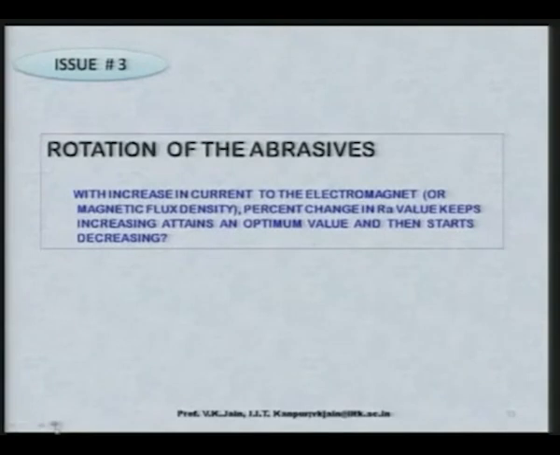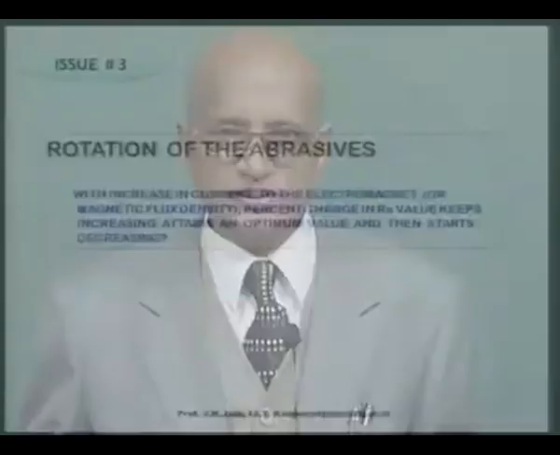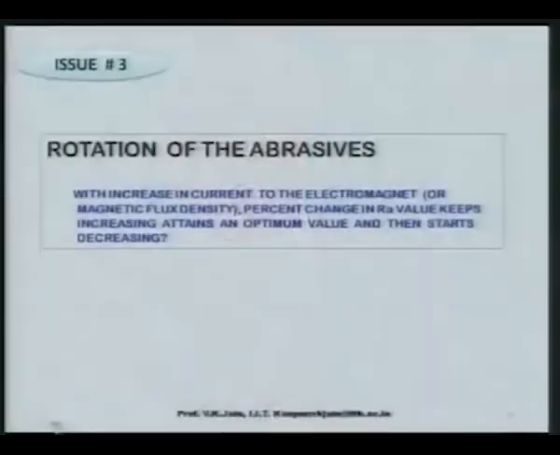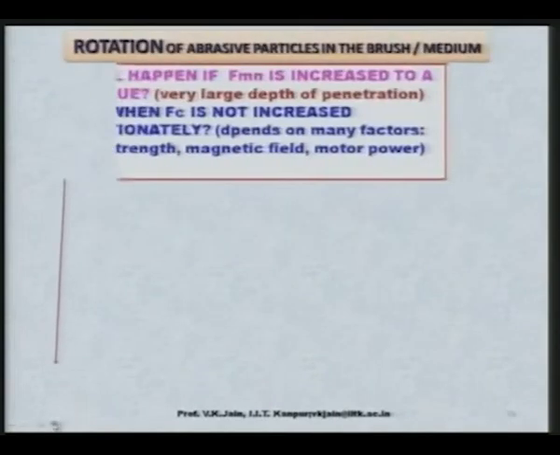The third issue related to magnetic abrasive finishing, which is applicable to other processes I just mentioned, like abrasive flow finishing and magnetorheological abrasive flow finishing, is rotation of the abrasive particle. With an increase in current to the electromagnet or magnetic flux density, percent change in Ra value keeps increasing. It attains an optimum value and then starts decreasing; we have already seen one figure related to this.